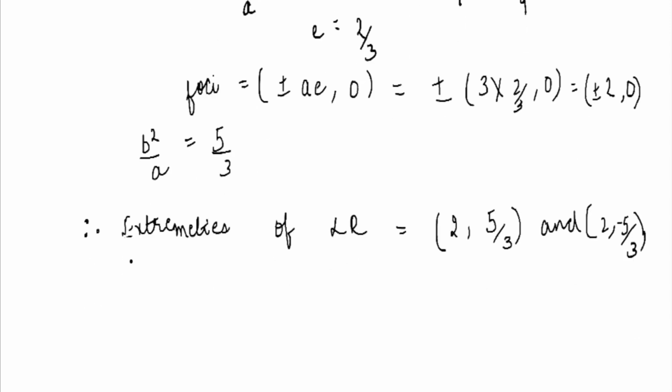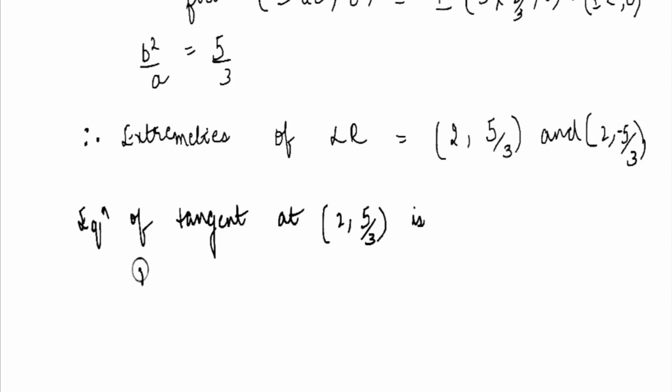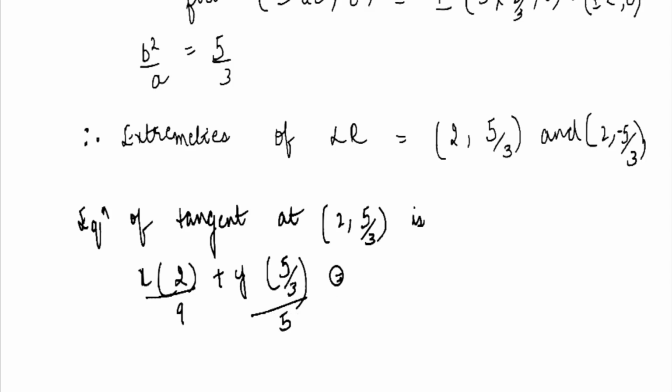Now I'll be writing the equation of the tangent at 2 comma 5 by 3. So that is equal to x into 2 upon a square, that is 9, plus y into 5 upon 3 upon 5, equal to 1. So this is the equation of the tangent.